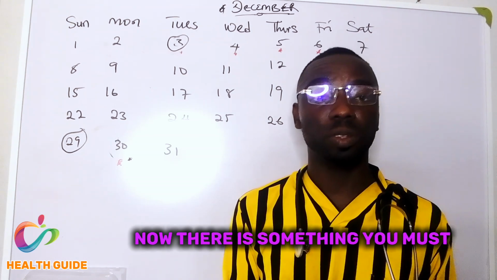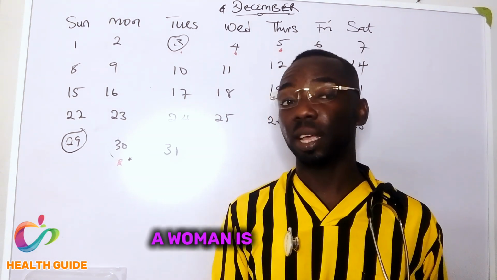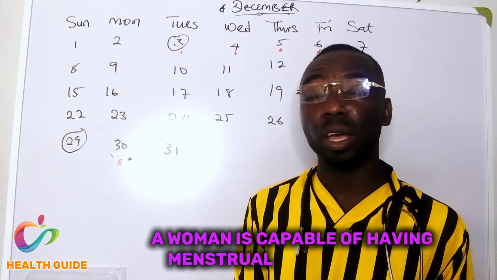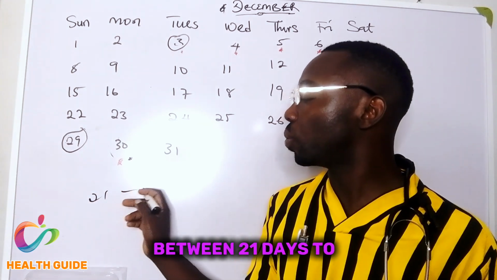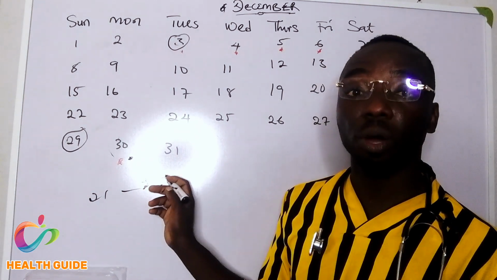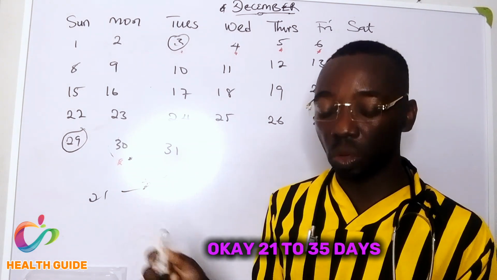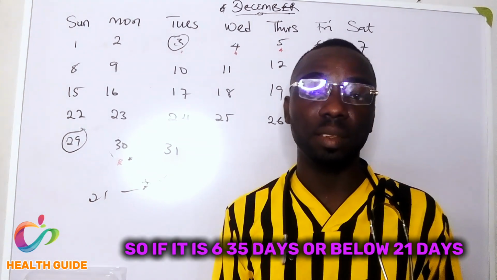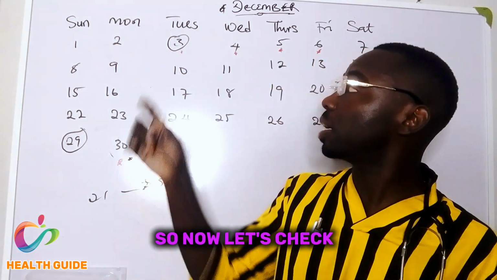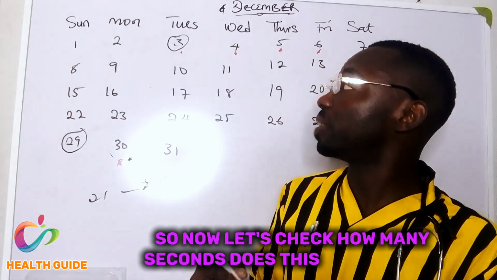Now there is something you must understand. A woman is capable of having a menstrual cycle length between 21 days to 35 days. Okay, 21 to 35 days. So if it exceeds 35 days or is below 21 days, it is abnormal. So now let's check how many cycle lengths this person has.